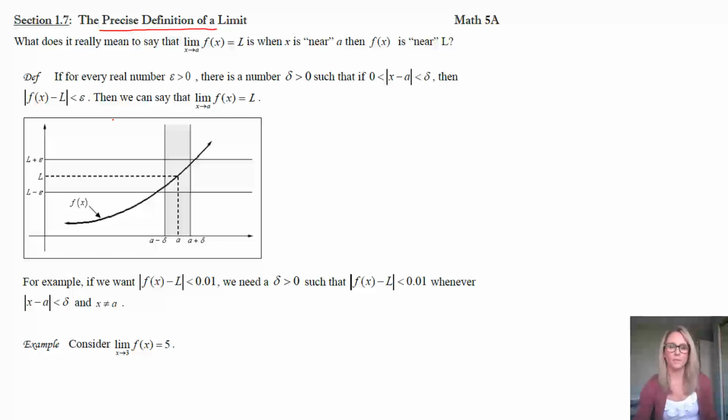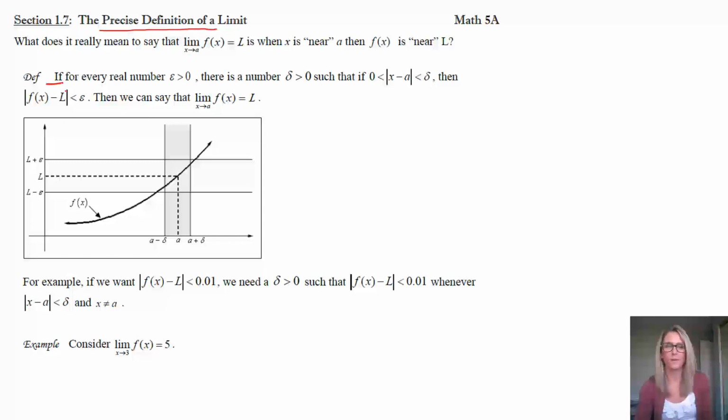So in saying the precise definition of a limit, you might ask the question, what does it really mean to say that we have this limit that exists when x is approaching some value and then f of x is approaching the limit? Like, what does that truly mean? So the real definition of a limit, the precise definition of a limit, is this.